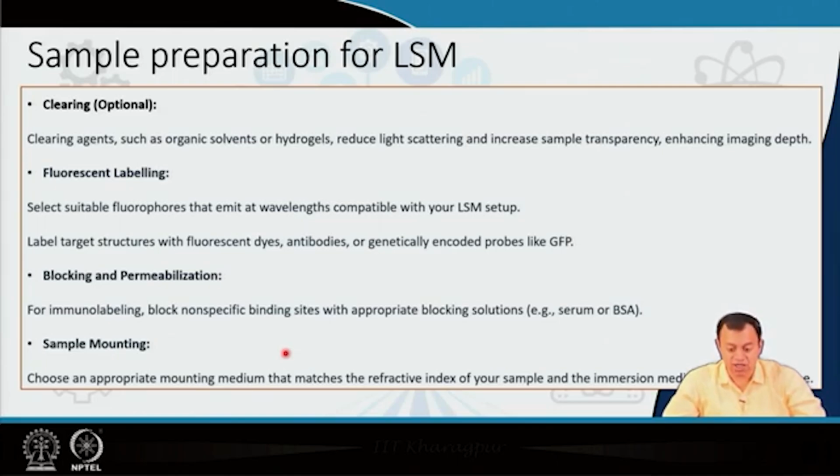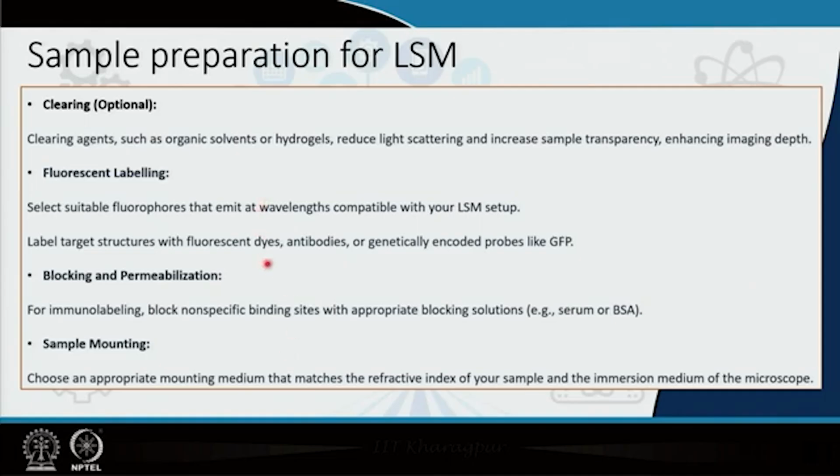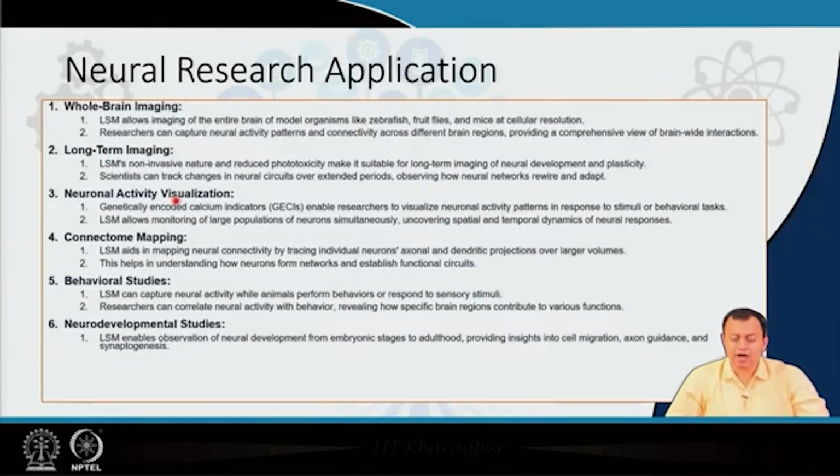Fluorescence labeling has to be done in LSM, so light sheet fluorescence microscope, LSFM, is also used to denote this. Label targeted structures with fluorescence dyes, antibodies or genetically encoded probes like GFP, and you go for the measurement. So, several different applications are there which can be utilized by LSM.